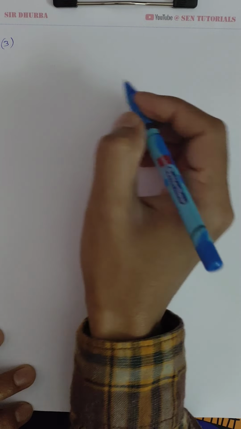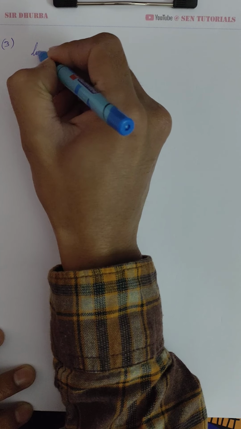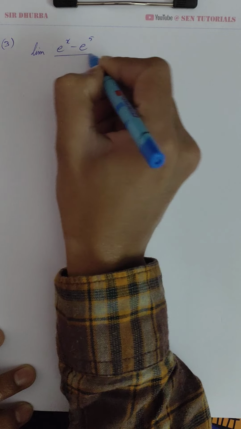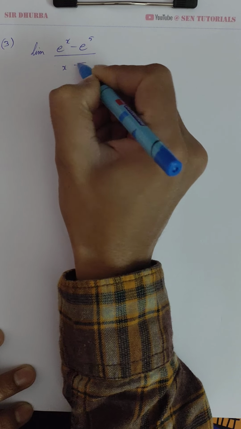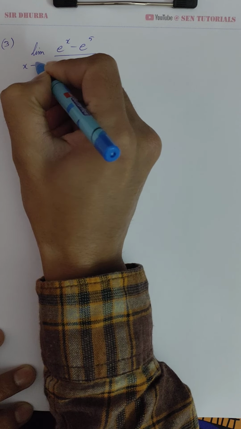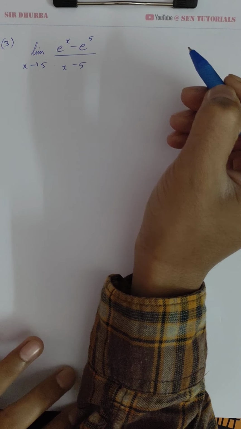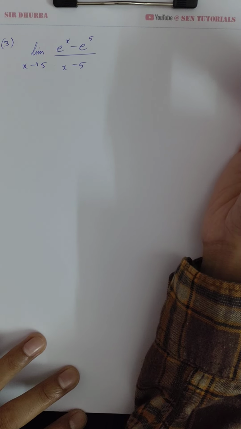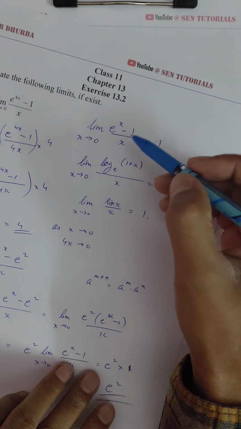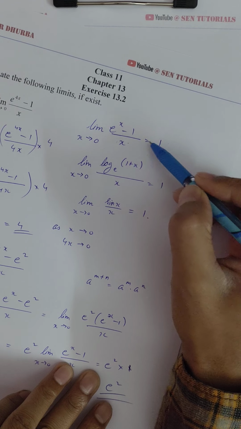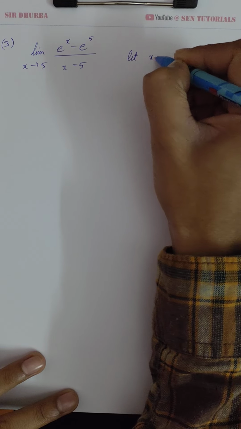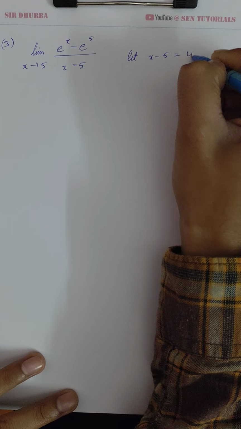Now question number 3 is the limit of the function e power x minus e power 5 divided by x minus 5 as x tends to 5. We know the formulas, isn't it? The theorem, that is e power x minus 1 divided by x is equal to 1. So what we will do is, let's say x minus 5 is equal to y.